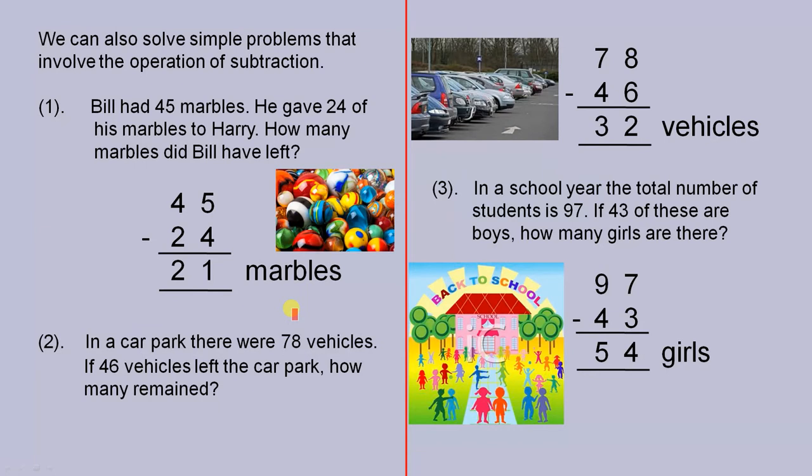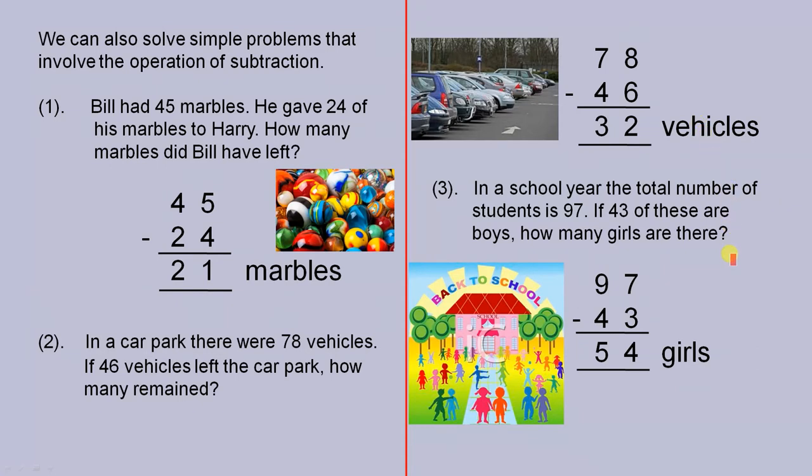In a car park there were 78 vehicles. If 46 vehicles left the car park, how many remained? 78 minus 46, 8 minus 6 is 2, 7 minus 4 is 3, 32 vehicles remained.